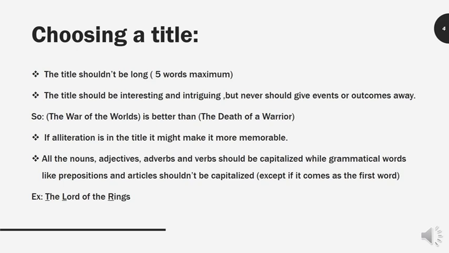You have this example, The Lord of the Rings. That is capitalized. Why? We said articles shouldn't be capitalized, but it's the first word, as we said, it's an exception. Lord and Rings, nouns, they should be capitalized, while of and the are not capitalized. Why? Because they are a preposition and an article.